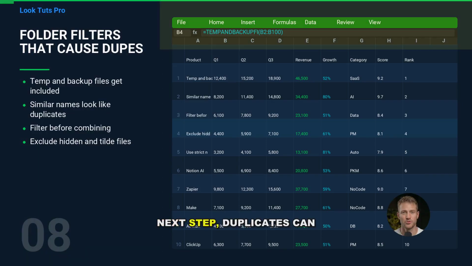Next step. Duplicates can also come from how you filter files. If you filter by file name patterns incorrectly, you might include both the real files and temporary copies, backups, or exported duplicates. For example, you might be pulling report.csv and also report-1.csv or $report.xlsx files. That's not a Power Query bug, but it looks like one when rows double.